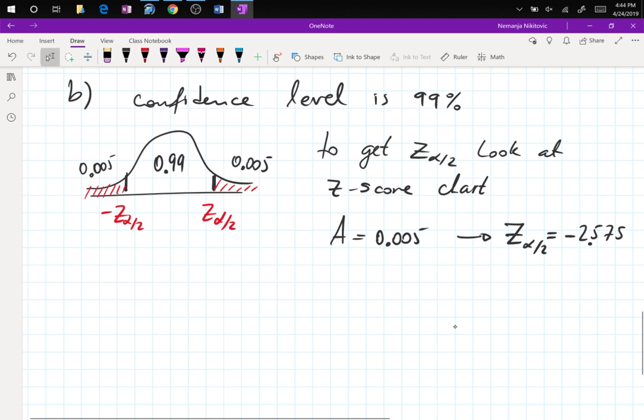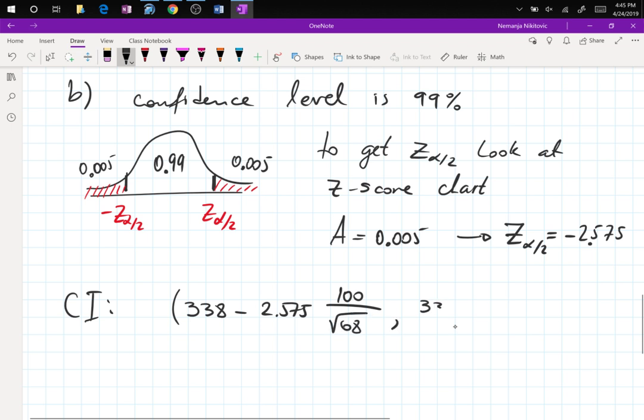So now, I have my z-score. It's still the good old x bar from the same alligator problem. It's just we have new z-scores. So the confidence interval is going to be 338 minus 2.575 times 100 divided by square root of 68, comma, 338 plus 2.575 times 100 over square root of 68.